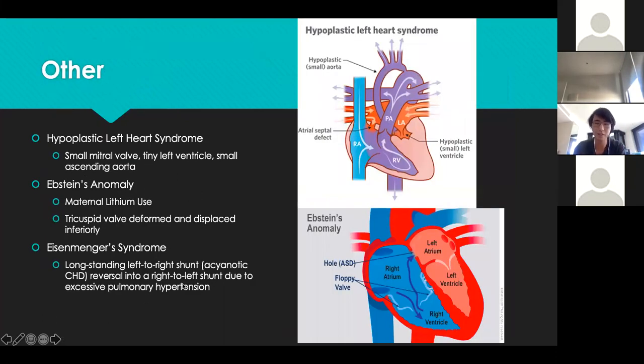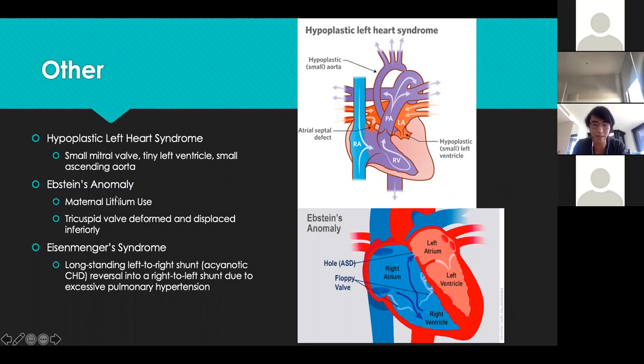Cool. Other very buzzwordy conditions. So we've got hypoplastic left heart syndrome. Just think of this as you have a very small left ventricle. So kind of the opposite of your tricuspid atresia. And then the triad is a small mitral valve, the tiny left ventricle, and then you also get a small ascending aorta. So in this case, you're quite ductal dependent, as we can see here, and your right ventricle is doing most of the work for that.